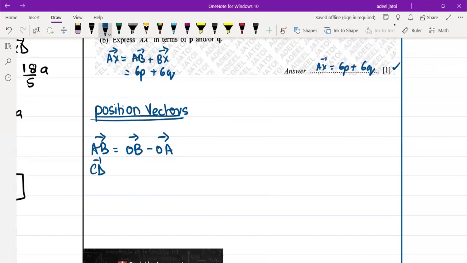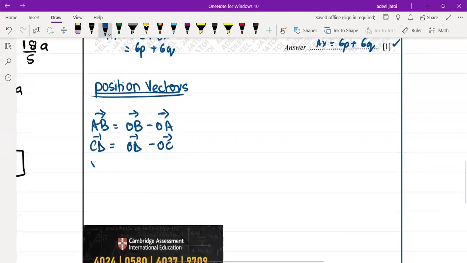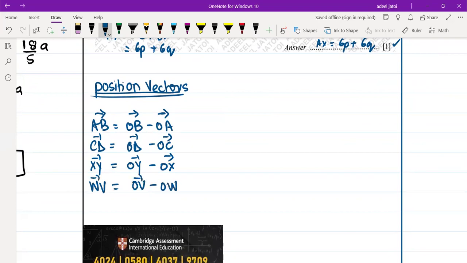If it is CD, position will be from origin, so it will be OD minus OC. The second one comes first, the first one comes later. If it is XY, this should be OY minus OX. If it is WV, it will be OV minus OW. So this method is generally used when the diagram is not given.